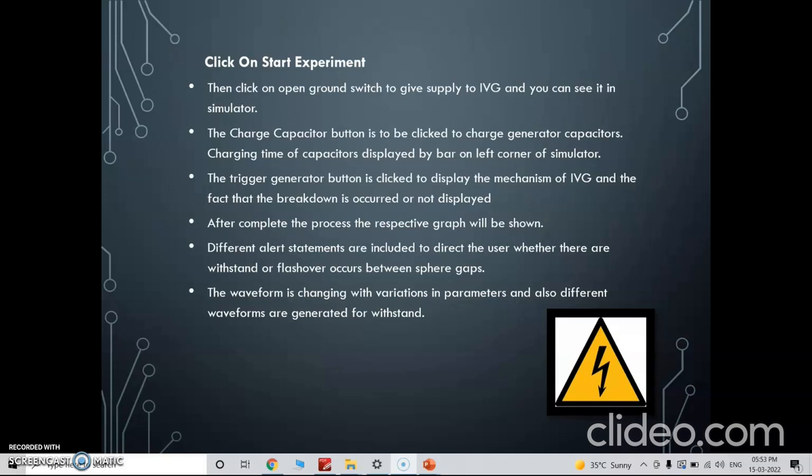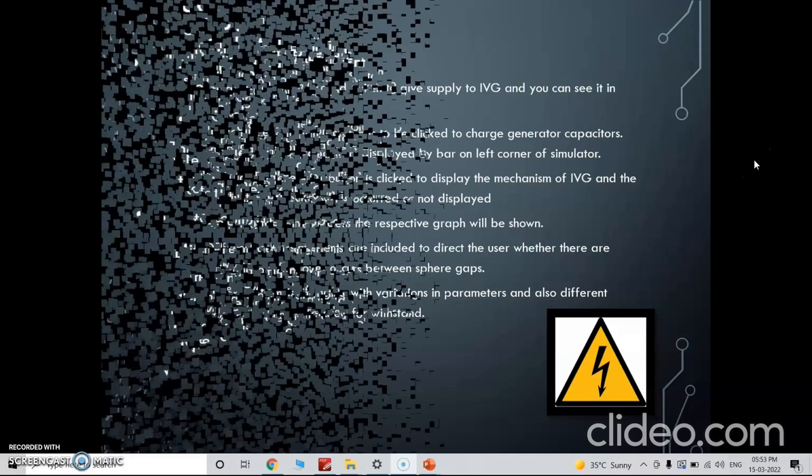After that, we fetch the direct user statements with the flashover to withstand, whether a gap has occurred between the sphere gaps or an arc is kept between the sphere gaps. So yeah, the waveform changes with variations in parameters, and we can get different waveforms as per requirement for the generated withstands. So yeah, we are moving to the next slide.